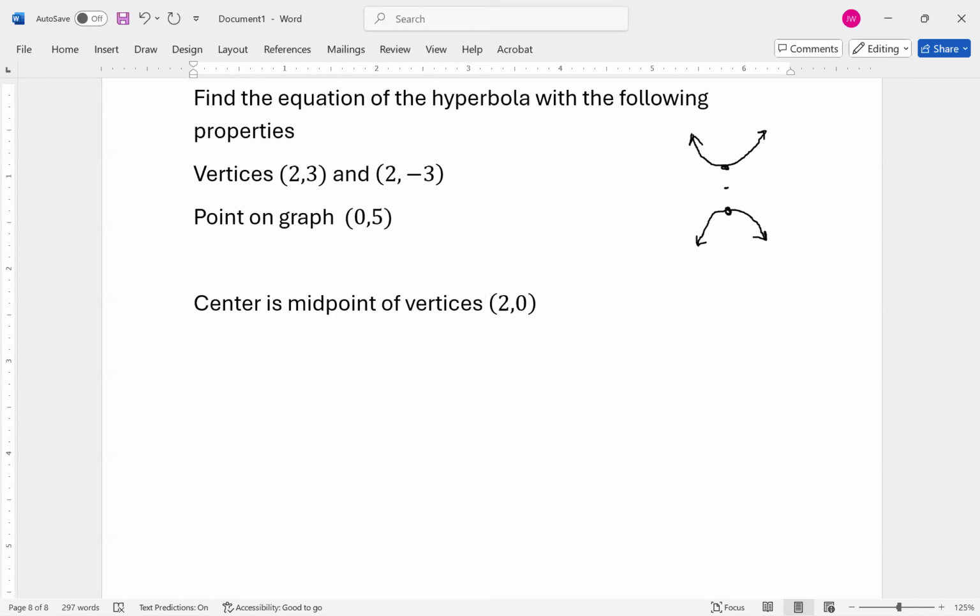Also, because it's pointing up and down, I know the type of equation that we're going to be getting. We're going to be getting the type of equation where y is the positive part and x gives you the negative part. Again, we always write the a squared underneath the positive part and the b squared underneath the negative part.